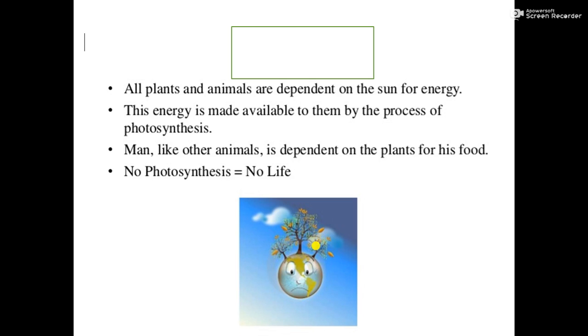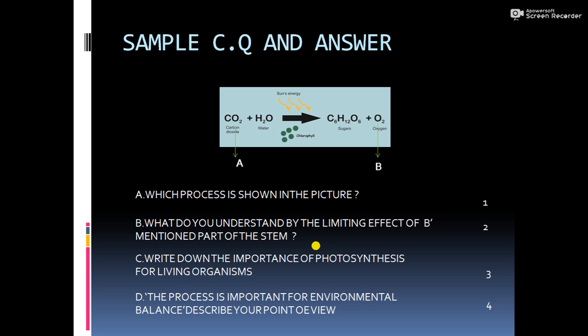So in a word, we can say that all plants and animals are dependent on the sun for energy. This energy is made available to them by the process of photosynthesis. Man, like other animals, is dependent on the plants for food. So, no photosynthesis, no life. Hope this class will help you to understand the factors and the importance of photosynthesis.